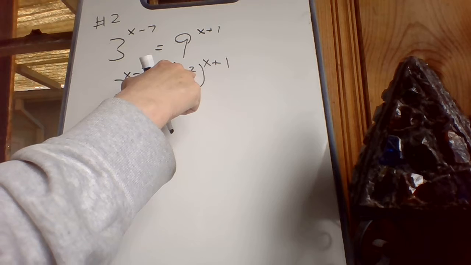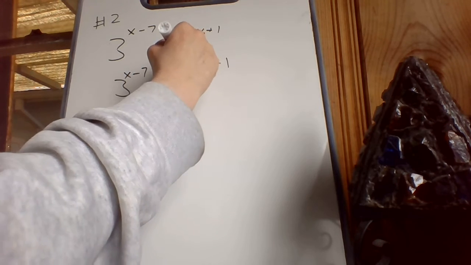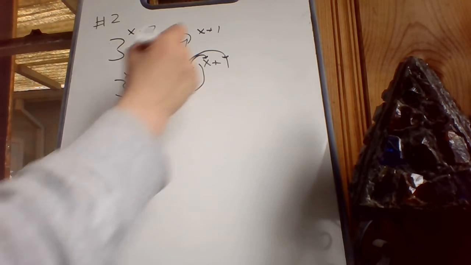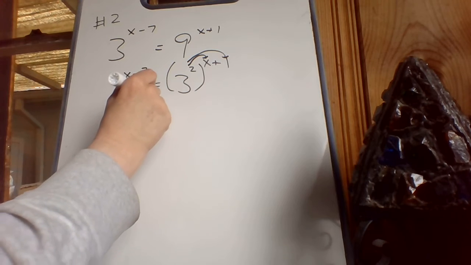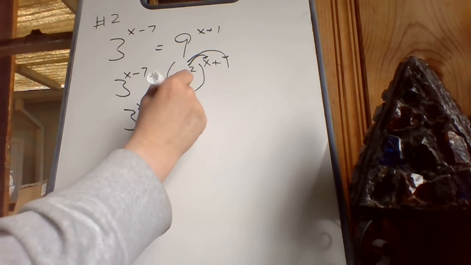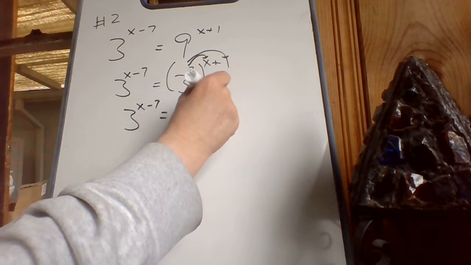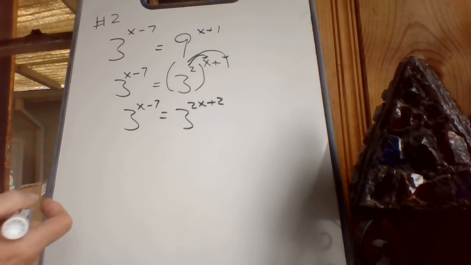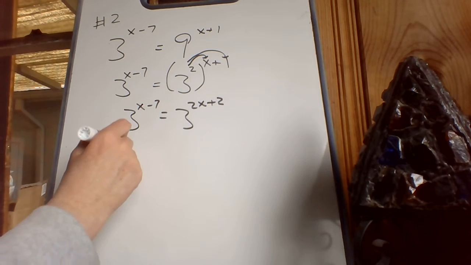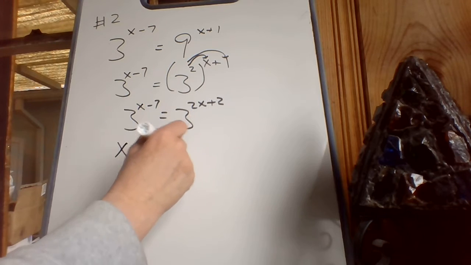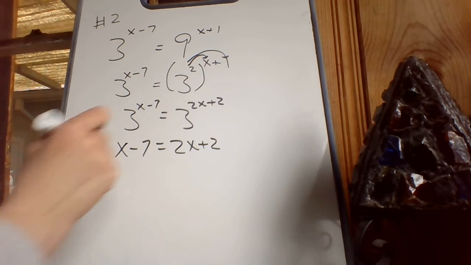Now, there's no reason why the squared has to stay with the 3. I could just do distributive property right here. So 3 to the x minus 7, 3 to the 2x plus 2. Now it's matching bases. Erase the base. It says x minus 7 is 2x plus 2.